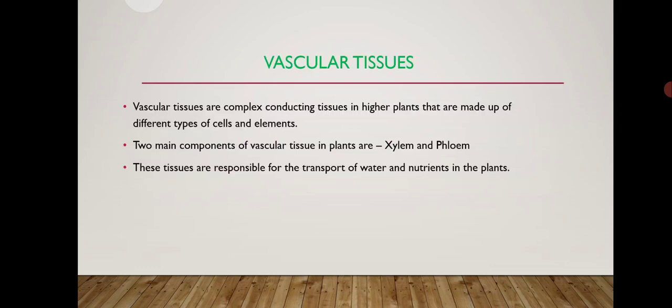Vascular tissues are conducting tissues. It helps in conduction. And vascular tissues are absent in bryophytes. It can be seen in pteridophytes, and it is well developed in angiosperms. Xylem vessels are the key characters of the plant kingdom angiosperm.